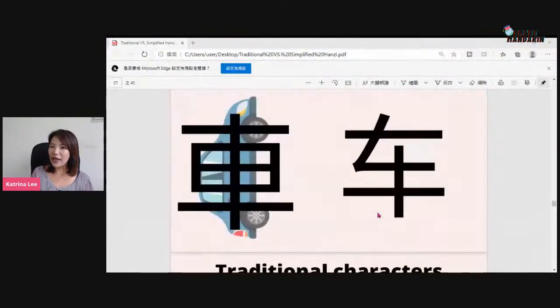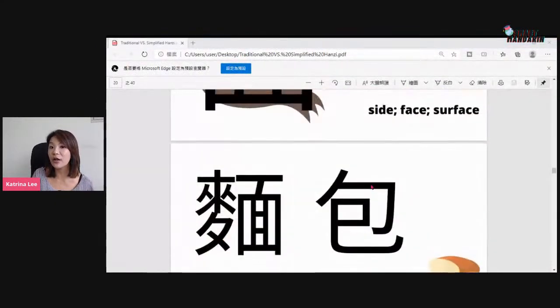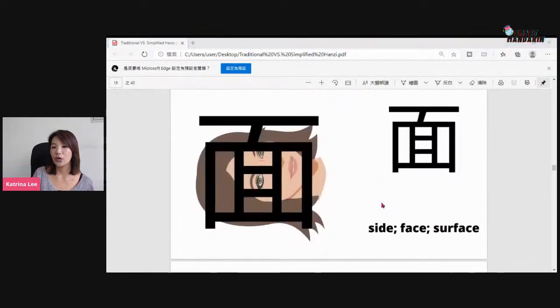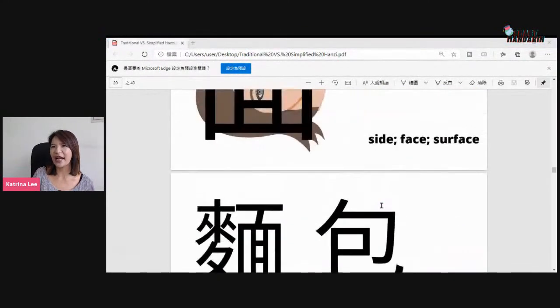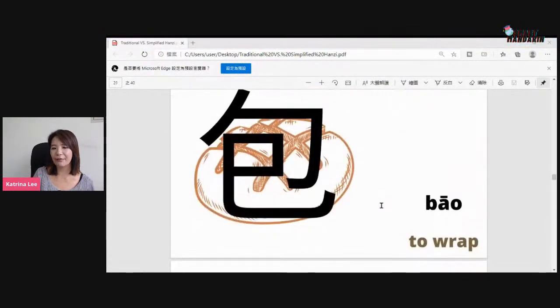Do you guys have any questions? Actually, we learned a lot today. We learned how to write noodles, how to recognize noodles, and how to recognize 面包, bread, with all the beautiful design I made.